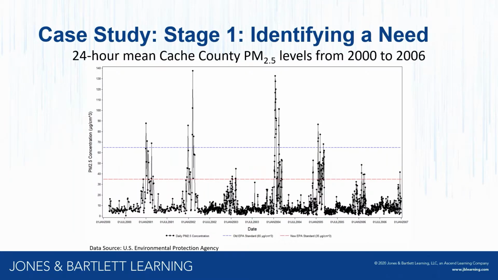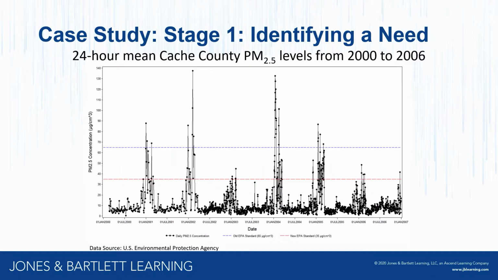So Cache County officials suspected they had a PM 2.5 problem, so they began monitoring PM 2.5 levels in the year 2000 using stationary monitors that provided continuous measurements. The figure shows the PM 2.5 data they collected from 2000 to 2006. PM 2.5 levels are shown on the vertical axis, whereas the date is shown along the horizontal axis. The 24-hour mean PM 2.5 levels are shown by the connected black dots.